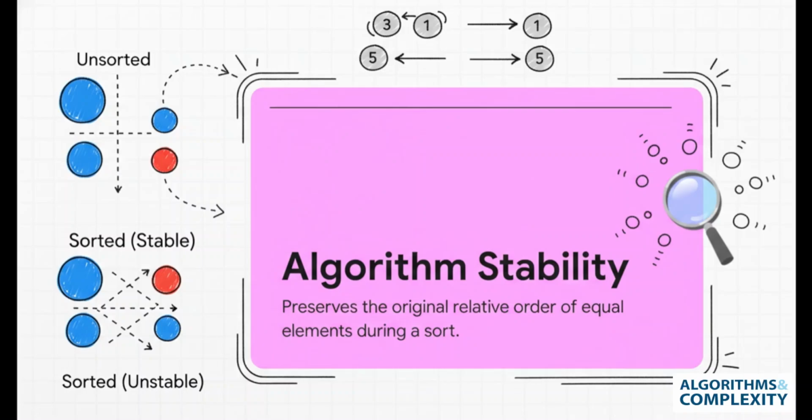This means equal elements perfectly maintain their original relative order during a sort. So if you have 2 items with the exact same value, a stable algorithm guarantees that whichever one came first in your original unsorted list will still come first in your final sorted list. Bubble sort does this naturally. Selection sort, however, due to its long-distance swapping, does not.